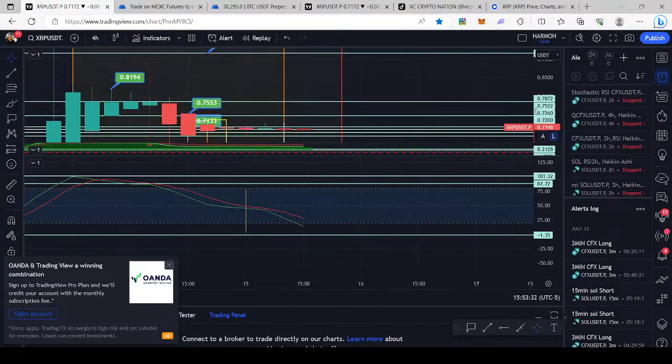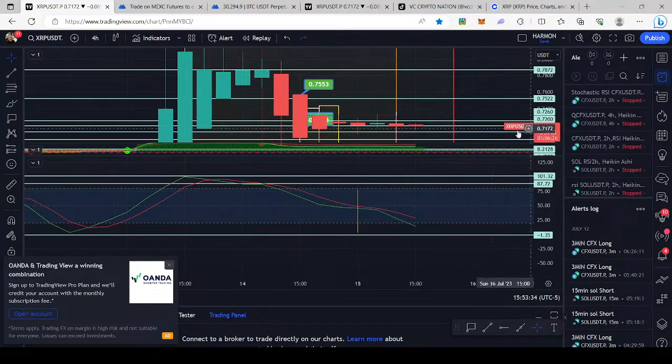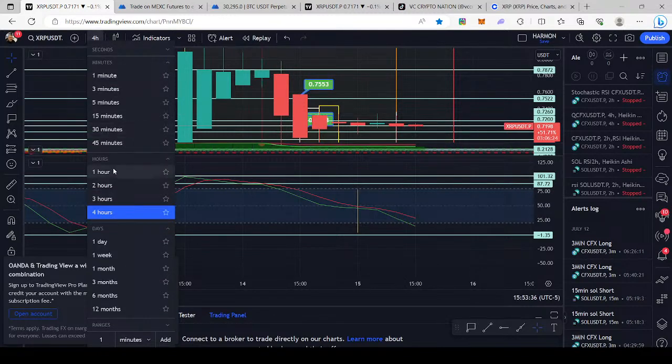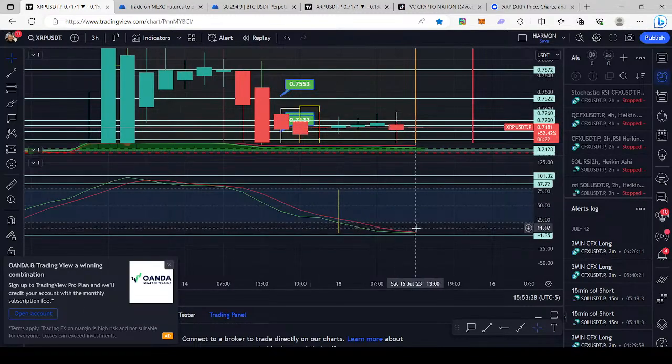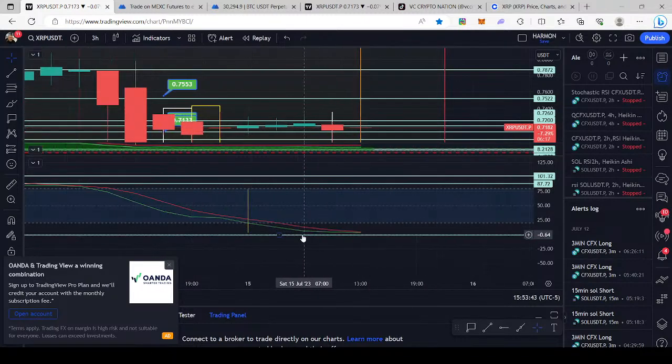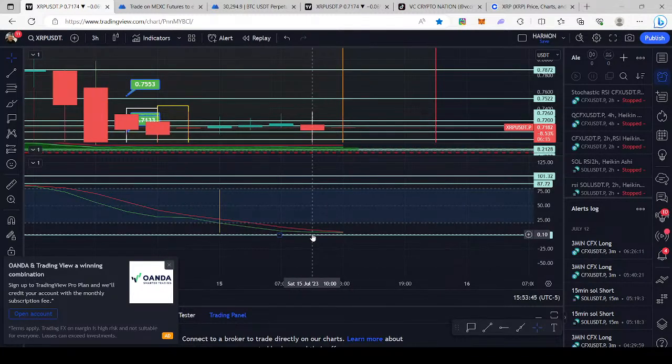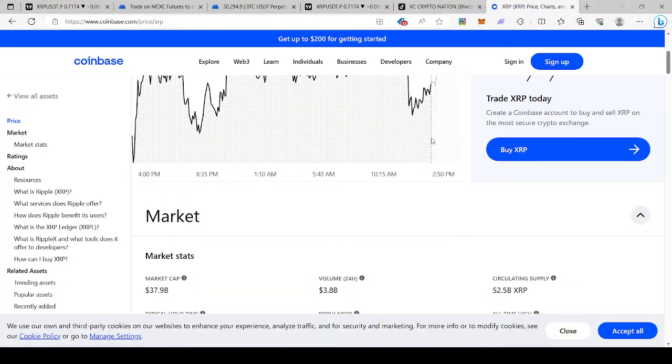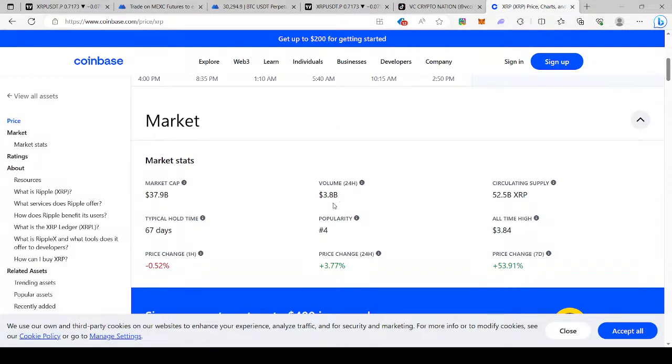So let's get into where we're at right now, which is where we're making money inside the trade. So now we know the 4 hour is waiting to go up. The 3 hour, see, the 3 hour is about to cross, right? So XRP is starting to heat up, see? So earlier we were talking about volume, right? So you can see on Coinbase, you have $3.8 billion in volume in the last 24 hours, right?